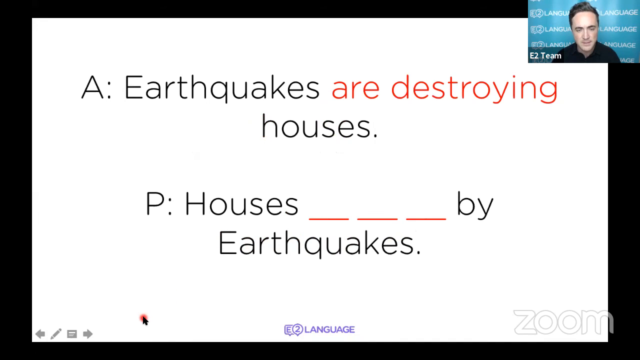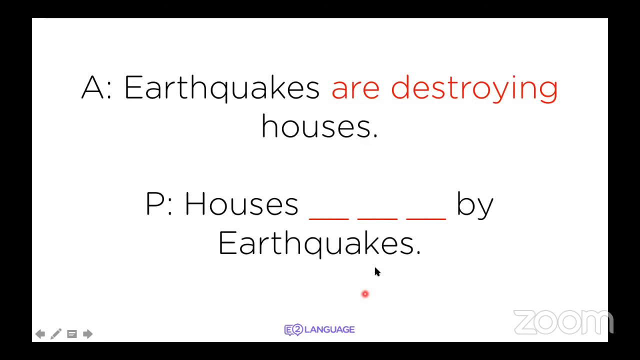Please type into the chat what the passive verb is here. Good. Is it is or are? Good. Well done. Yes, that's right. Cool. Good. Let's have a look.